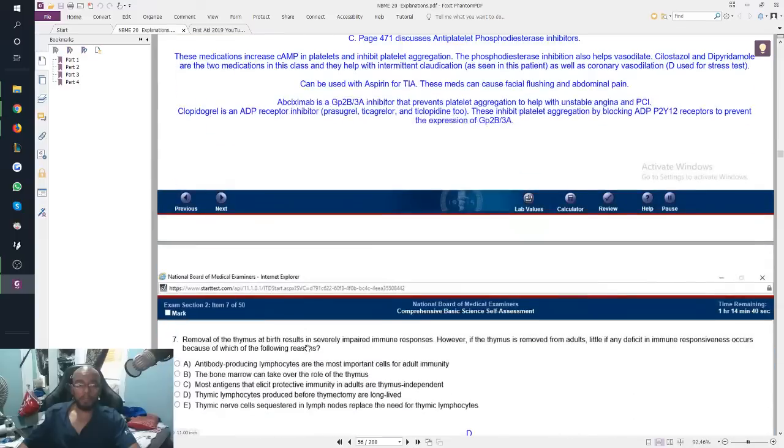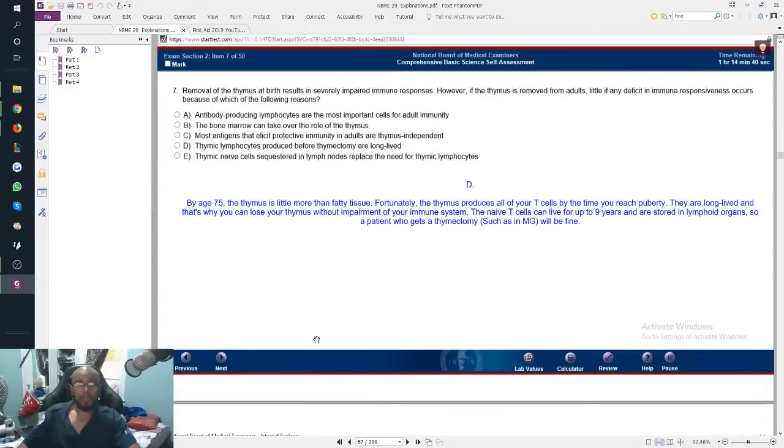So that was it for number 6. Okay, number 7. Removal of the thymus at birth results in severely impaired immune responses. However, if the thymus is removed from an adult, little, if any, deficit in immune responsiveness occurs because of which of the following reasons? Surprising how many people did not really know the answer to this.